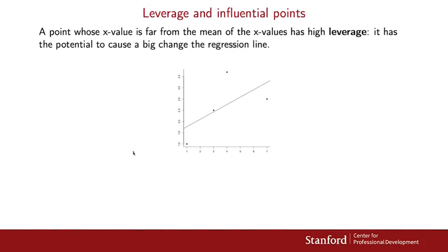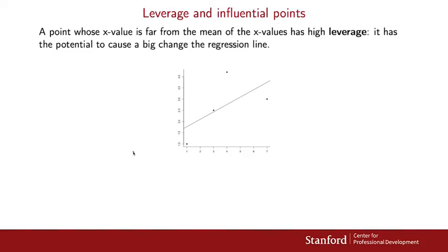So far we only looked at y-values which are outlying. An x-value which is far from the mean of the x-values is said to have high leverage. The reason why the word leverage is used is because such a point has the potential to cause a big change in the regression line.